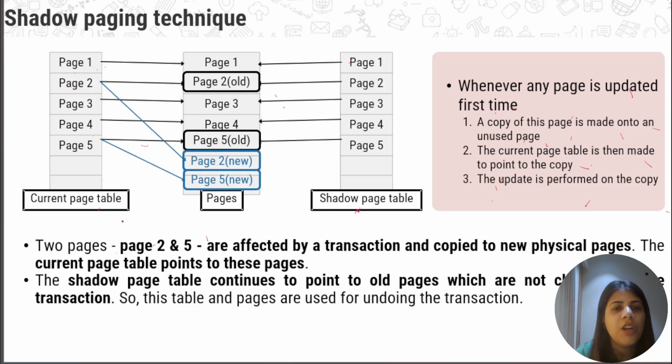So, two pages, page 2 and page 5, are affected by the transaction and copied to new physical pages, as we see over here. The current page table points to these new pages. The shadow page table continues to point to the old pages only, which are not changed by the transaction. So this table and these pages are used for undoing the transaction if required. If undo is required, then this table will be used in such scenarios.